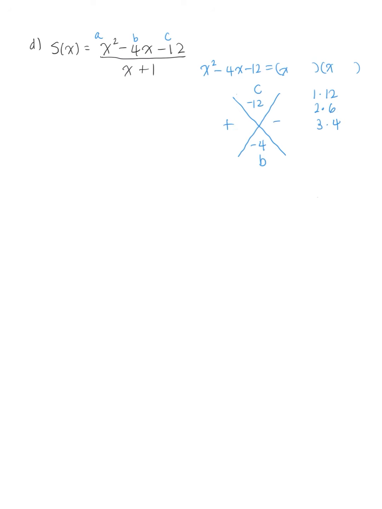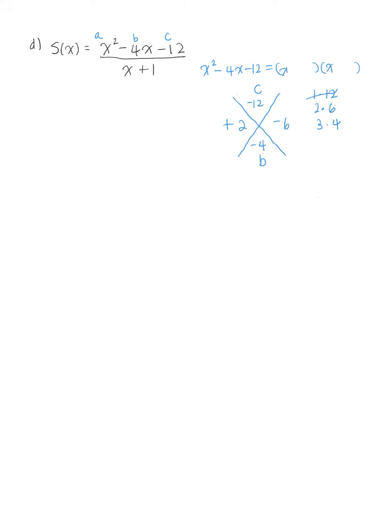Is that going to add up to negative 4? No. So this combination is out of there. Now let's play with 2 and 6. So if I put a positive 2, negative 6, is that going to add up to negative 4? Oh yeah, it does, doesn't it? So let's just write it as 2 and a 6.